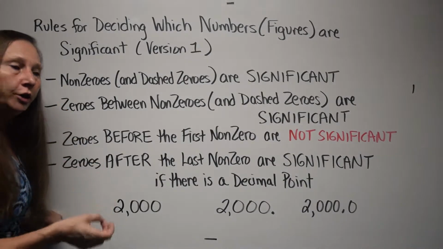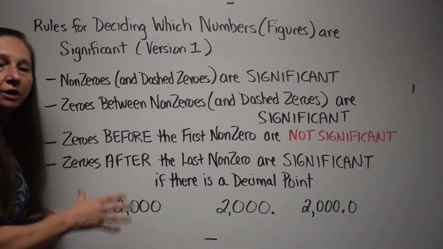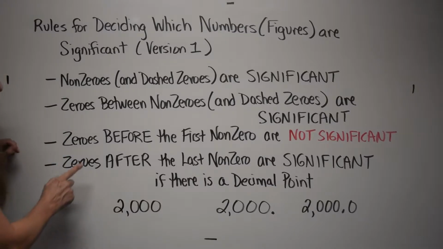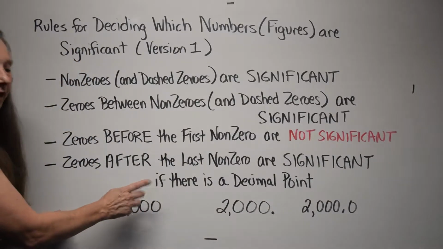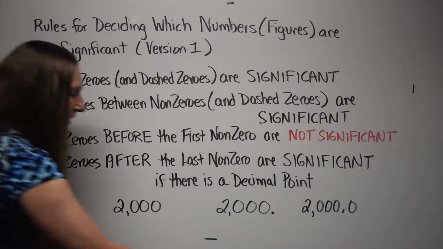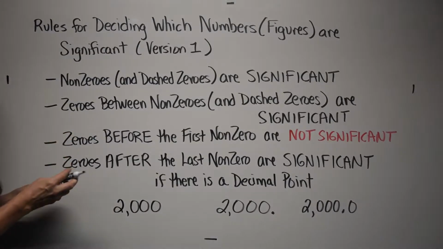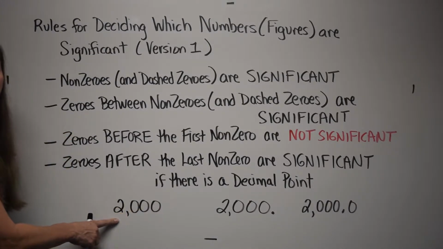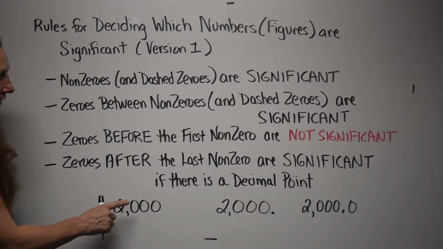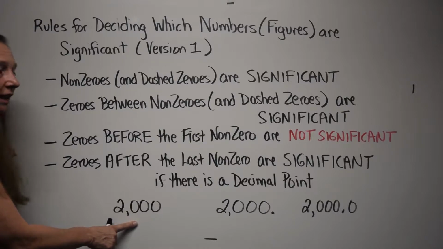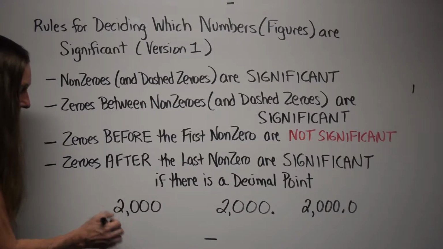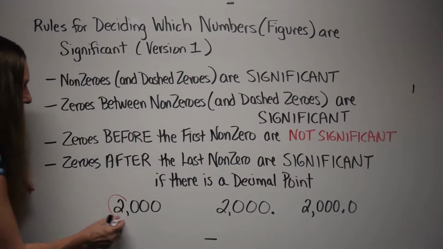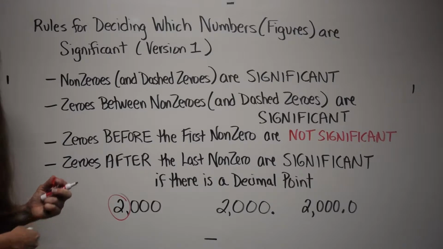Remember, I'm going to be showing you how all these rules are used and what they mean in just a minute. Zeros that come after the last non-zero are significant only if there is a decimal point. So what that means, for example, zeros after the last non-zero. Well, this is the only non-zero, so it's the last non-zero. The zeros after the last non-zero would only be significant if there was a decimal point. So this number here, the 2, is significant. Those zeros are not significant.